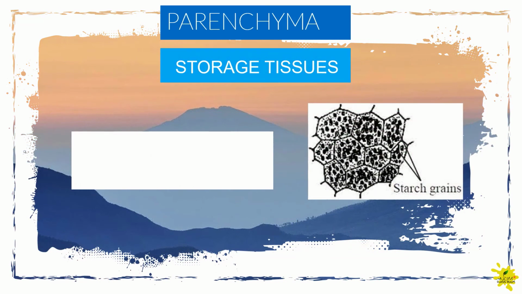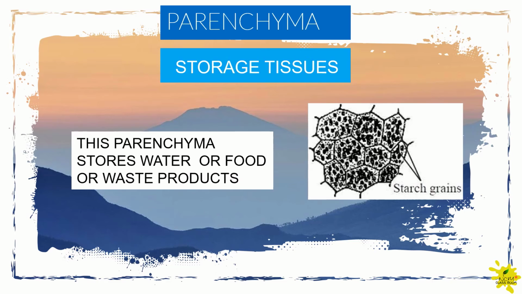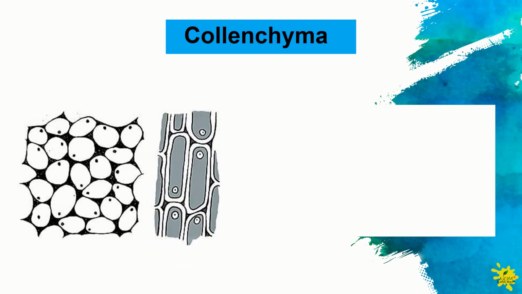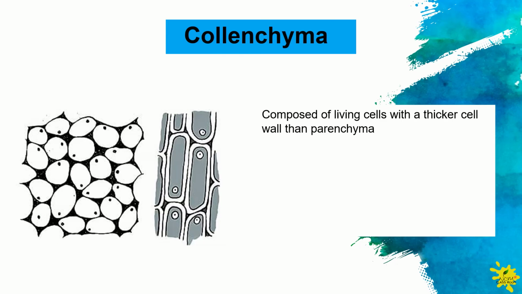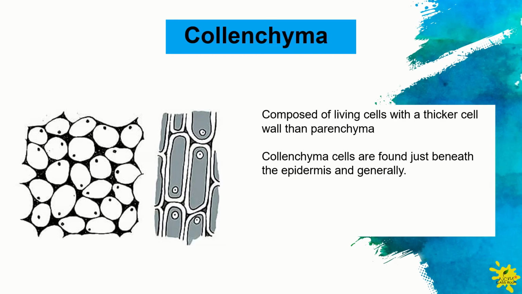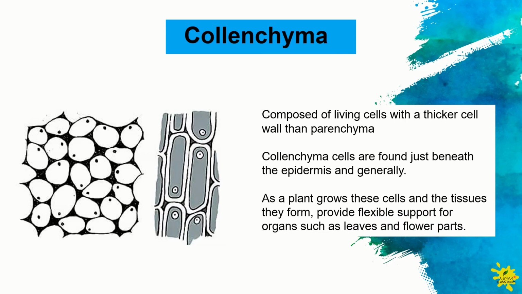Now the third type is storage tissue. This parenchyma stores water or food or waste products. Usually they store starch. The second type of ground tissue is collenchyma, composed of living cells with a thicker cell wall than parenchyma. You can see the darker regions. These are thicker cell walls. Collenchyma cells are found just beneath the epidermis. As a plant grows, these cells and the tissues they form provide flexible support for organs such as leaves and flower parts.